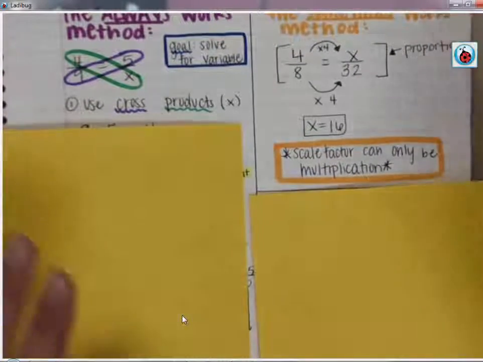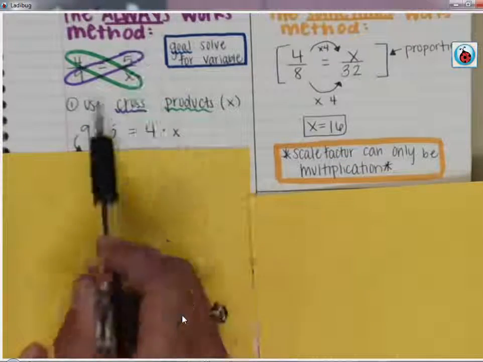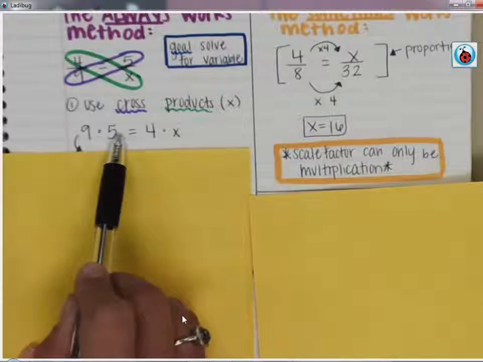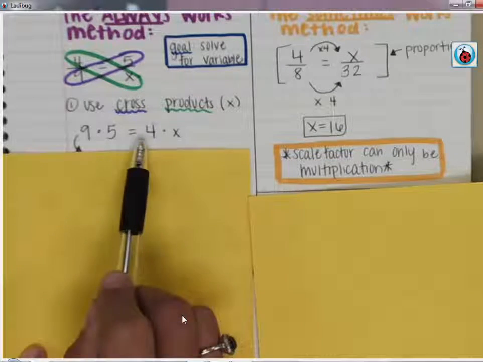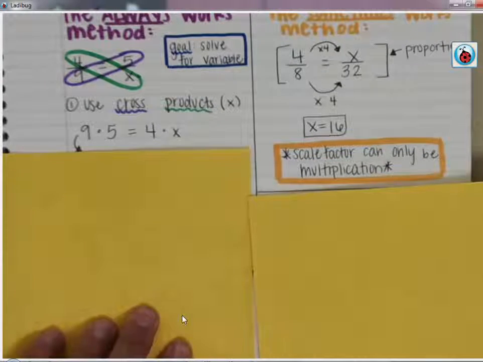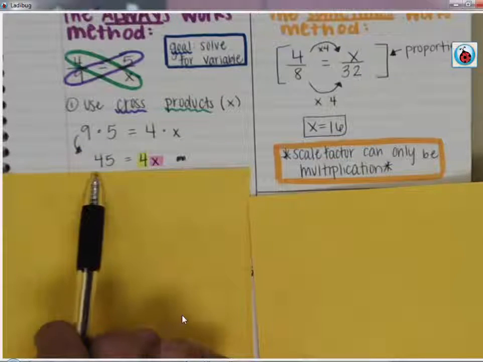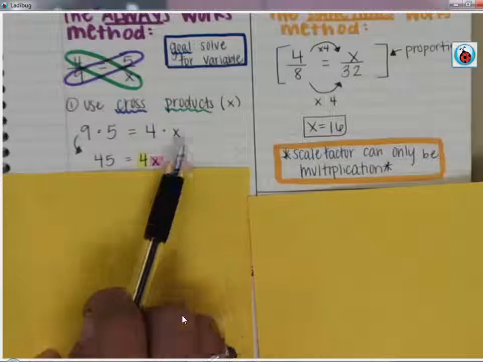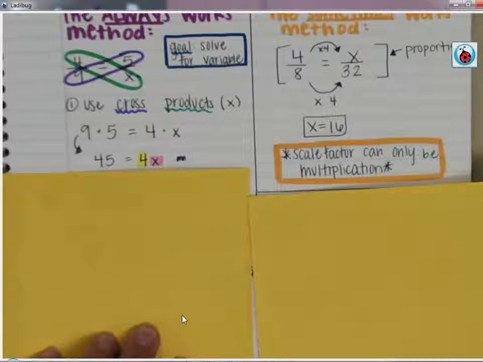Now I'm scooting up. So I multiplied 9 times 5. 9 times 5 is equal to 4 times x. So I wrote 4 times x. Now let's simplify that down. 9 times 5 is 45, and 4 times x is simply 4x. That's all it is. It's easy, right?